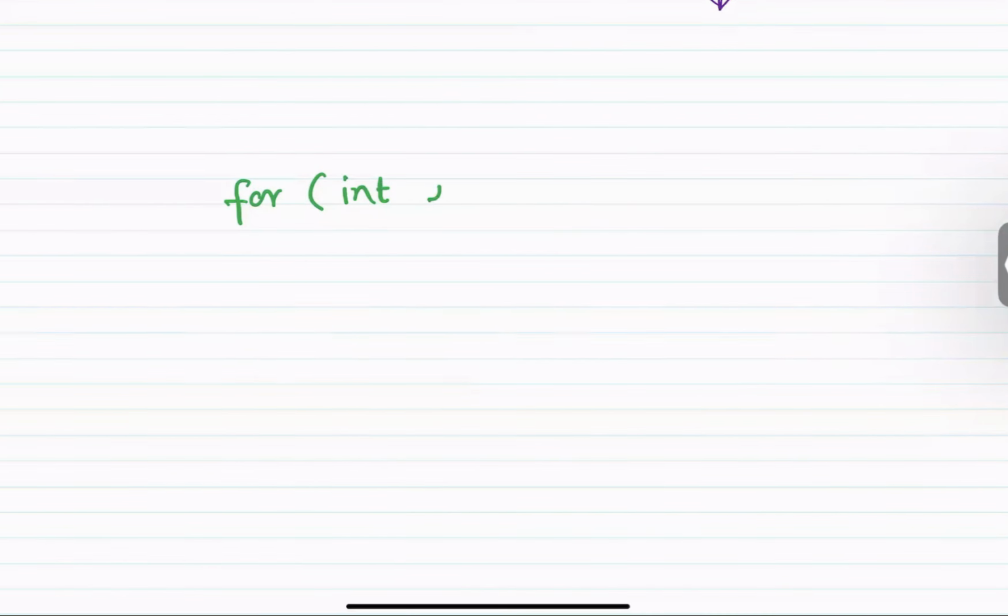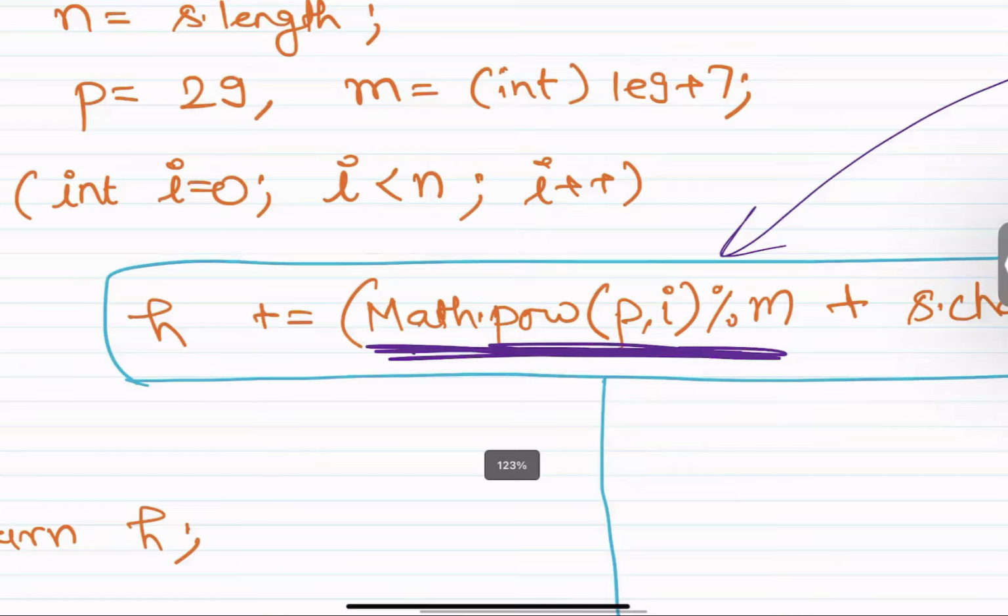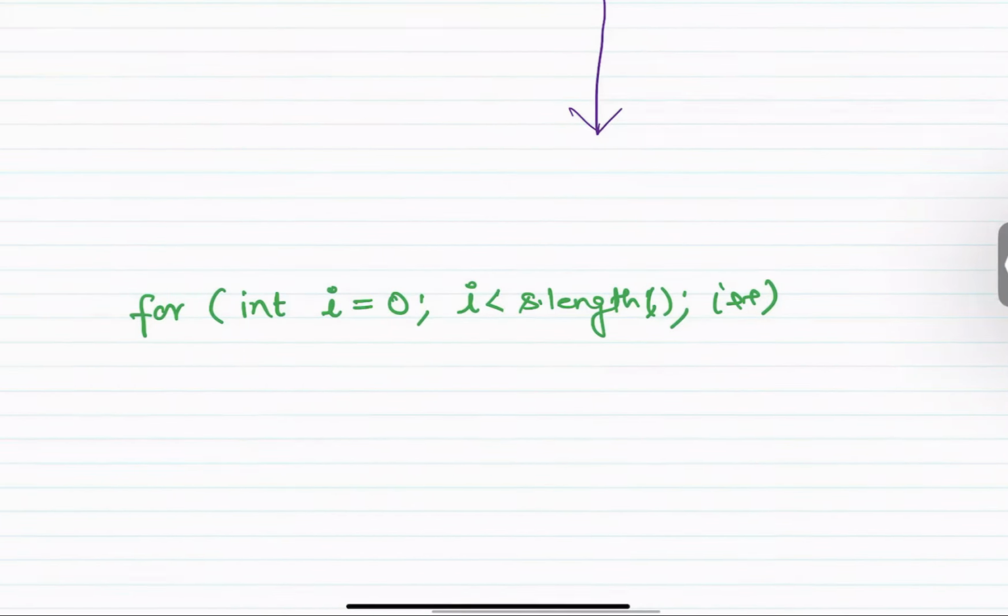For int i is equal to 0, i less than s.length, i plus plus. Earlier I wrote n, so here also better I write n. Okay, then what did you do? Initially I have taken p as 1, sir. I have considered p as long.